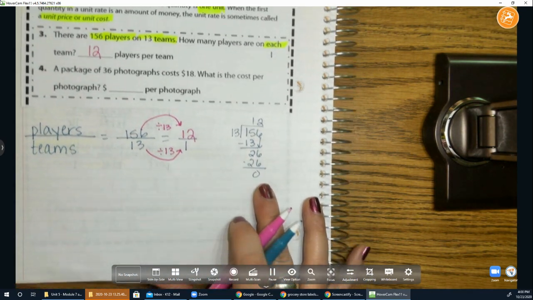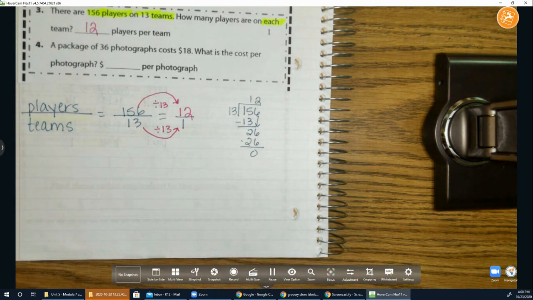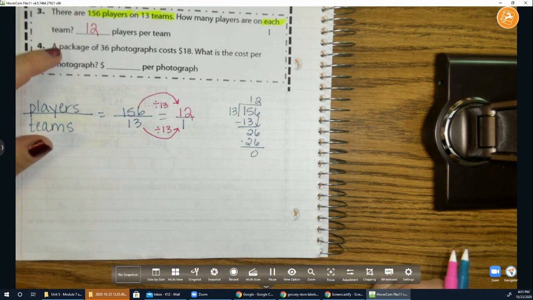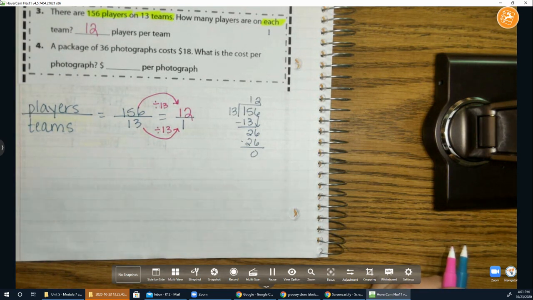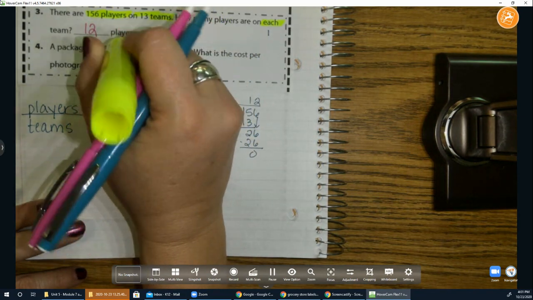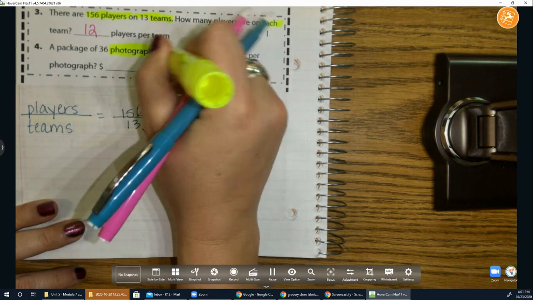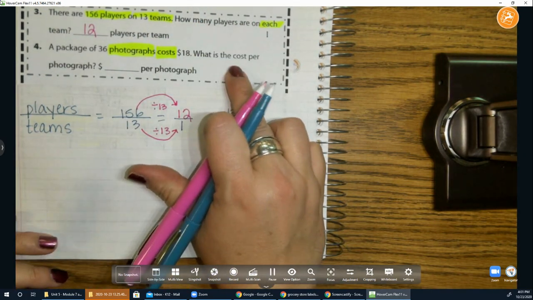Okay, so next one. A package of 36 photos costs $18. What is the cost per photo? Okay, so if I'm looking for words first, what am I comparing? Well, a package is just telling me what it's all coming in. How are those photos coming? They're coming in a package. But we're comparing photographs and the cost, because it's looking for cost per photograph.